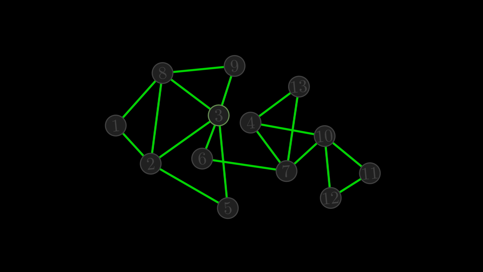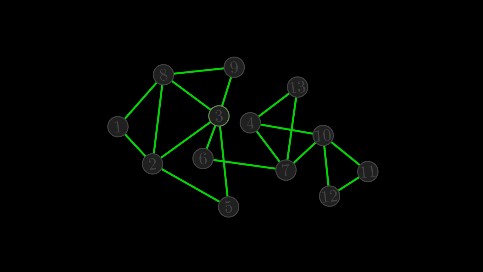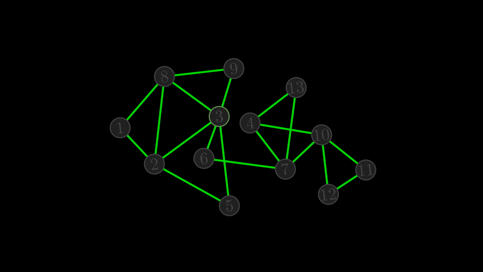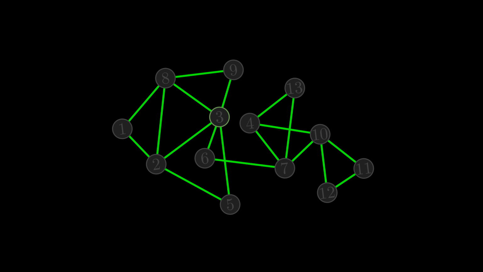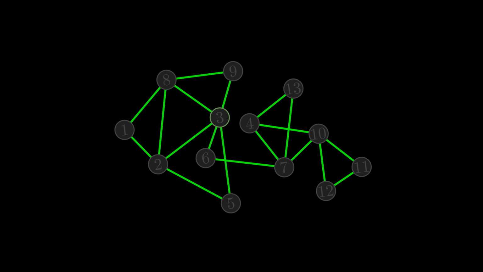So now we've seen many applications of graph traversal algorithms, and I'm very sure that you would agree that they seem quite important. But how exactly can we implement them?